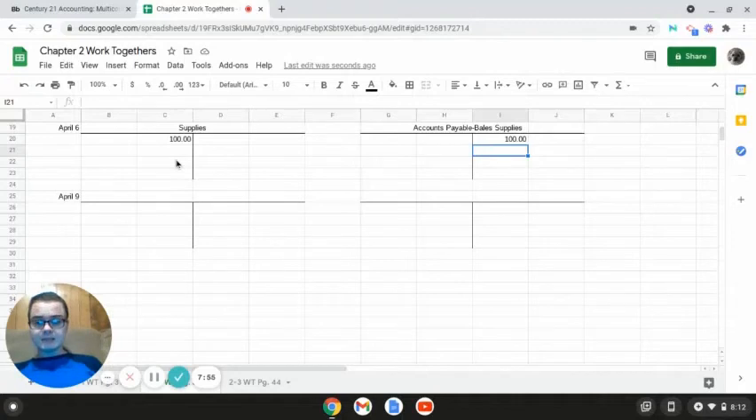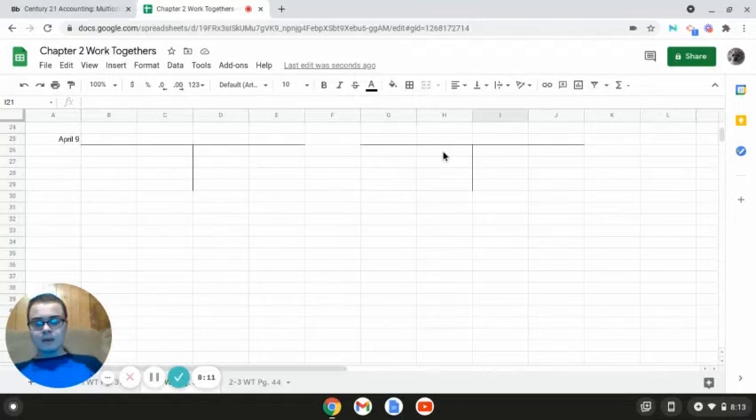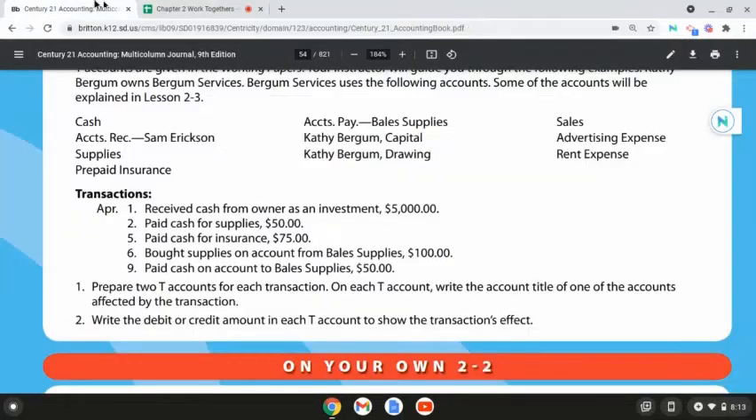That's because since supplies is an asset, it increases by a debit and decreases by a credit. Whereas on the flip side, accounts payable, Bail Supplies, is a liability. So that means that it increases by a credit and decreases by a debit. Okay, so that was transaction number four.